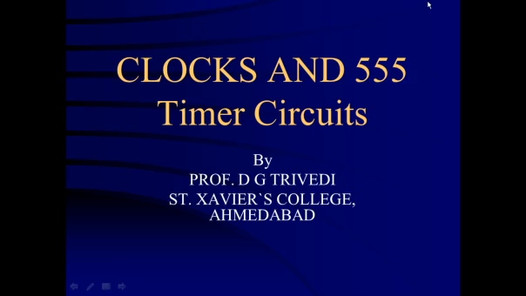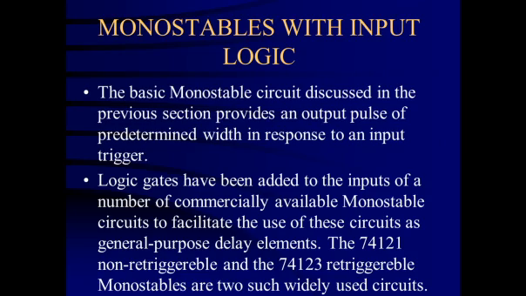Hello friends, I am going to take now the monostable multivibrator with input logic. So until now we have studied the 555 timer circuit for monostable and astable operation. Now let's look at a slightly modified version using a TTL circuit in the 74 series. There are two important ICs, that is 74121 and 74123, which are non-retriggerable and retriggerable monostable multivibrators using logic gates.